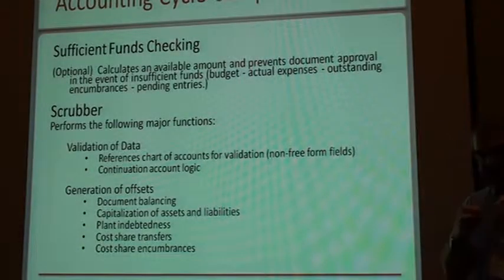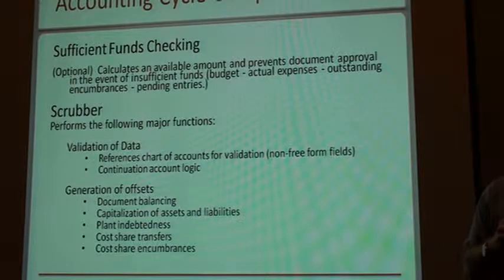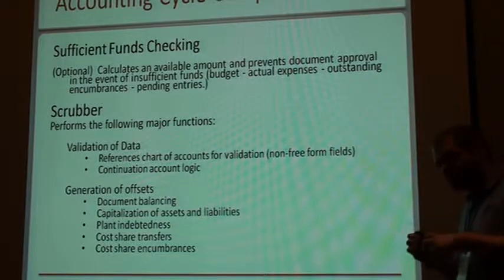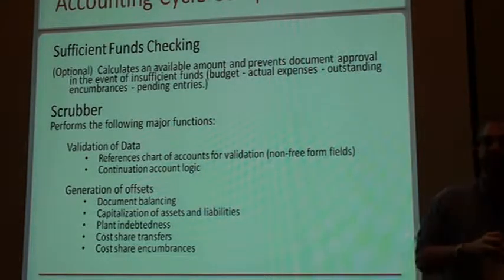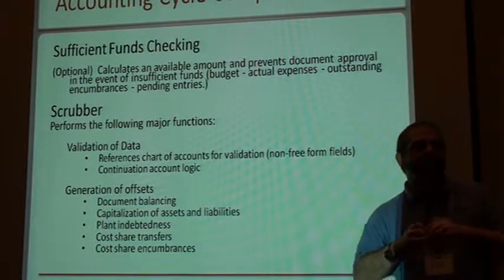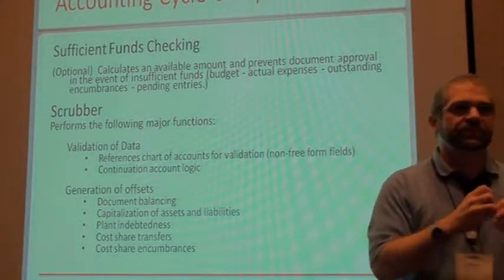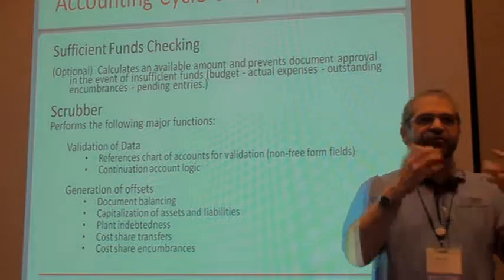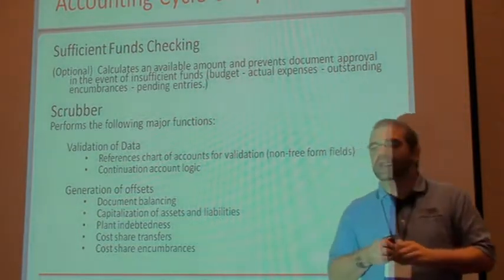Kind of the first key piece of the accounting cycle is the scrubber. And the scrubber is responsible for two main things. Probably the primary one that I think of first is it validates your data. And you might think, well, wait a minute, I just saw Barb and Nicole do this demo of KFS, and it's checking my values as I enter them. Why do I need my data validated?